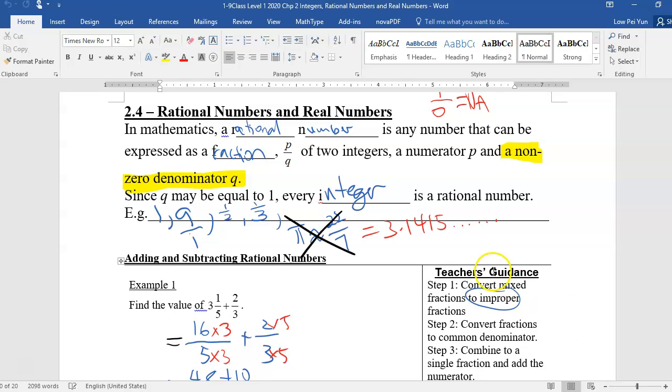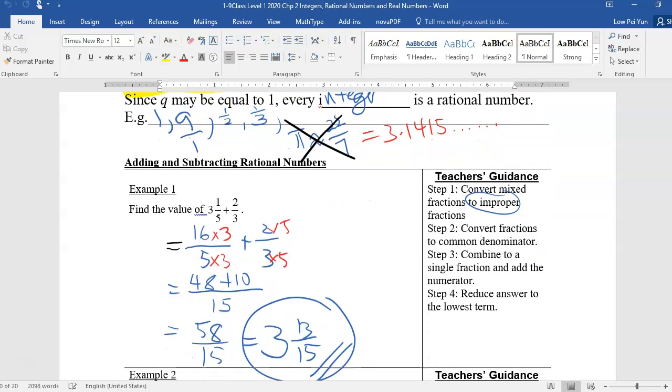So now I want to continue with the example. So we all know that rational number must be able to be expressed as a fraction where the denominator is not a zero. And then all integers are rational number, fractions are rational number. But is pi a rational number? No. Okay, so example 1.